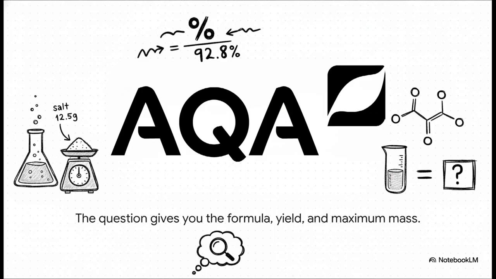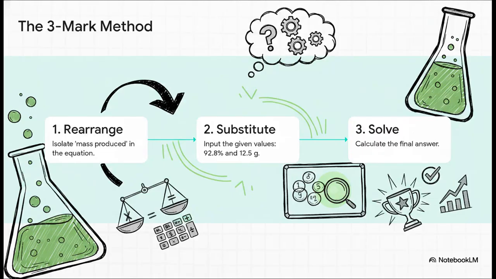You've got the formula, you've got the percentage yield, 92.8%, and you've got the maximum theoretical mass, which is 12.5 grams. So all you have to do is work backwards to find the actual mass the student made. Now, here's how you get all 3 marks. The first one is for correctly rearranging the equation. That's mark number 1 right there.